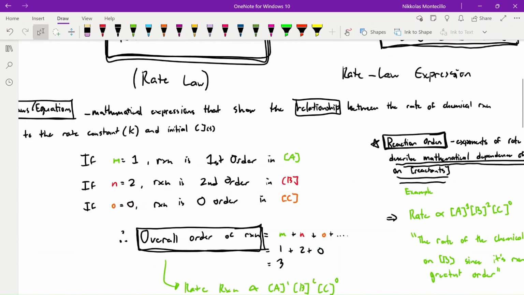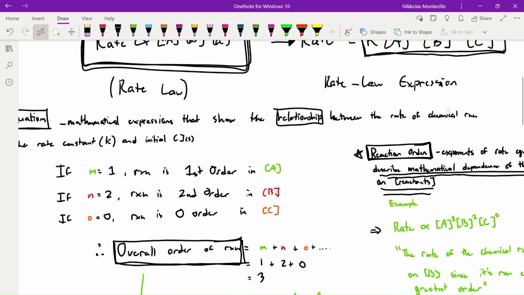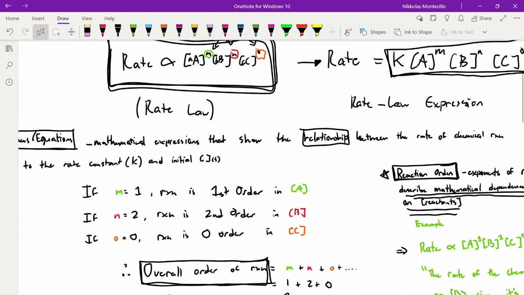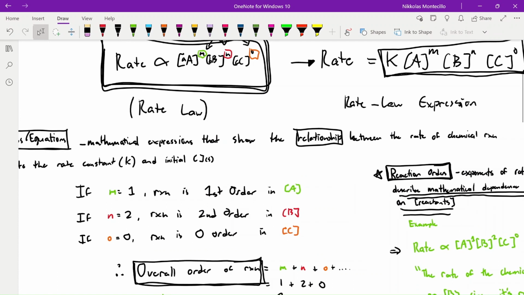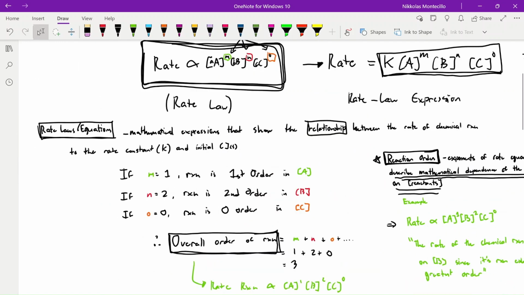So if M equals 1, the reaction order is first order. If N equals 2, the reaction is considered second order for the concentration of B. And if O equals 0, the reaction is zero order.